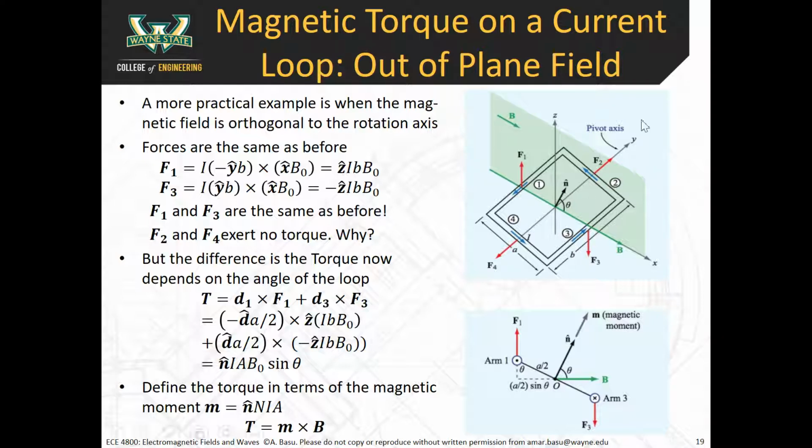So how's the current going? The current is going in this direction in segment 2 and in this direction in segment 4. They're going in opposite directions, so they generate forces in opposite directions. The magnetic field in this case is along the x-hat direction. So the magnetic field being applied is perpendicular to the loop.